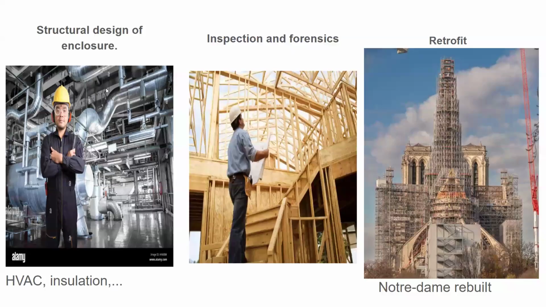So next is structural design of enclosure. This is basically insulation or HVAC system. They're going to check for the heat flow and heat gain from the house. Inspection and forensic is basically checking the safety of the house and if the house meets the code requirement. They also do research on the code and update the code as well. Retrofitting is to update any old and existing structure, but still keeping the old way, not changing anything new.